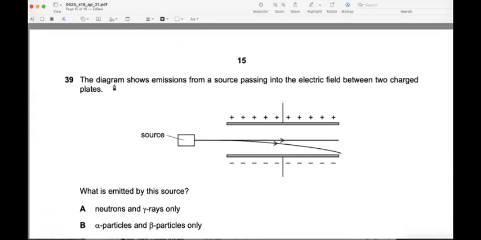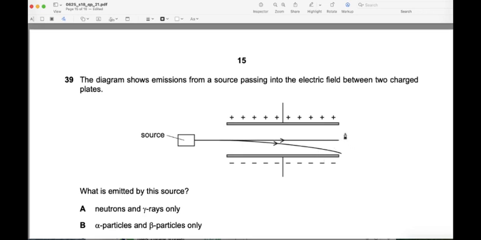The diagram shows emissions from a source passing into the electric field between two charged plates. You have the positive plate and the negative plate. Now, this is a radioactive source. This radioactive source emits some particles, which we usually call radiation particles.